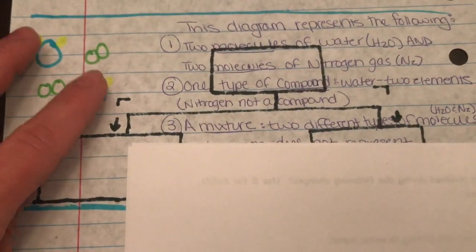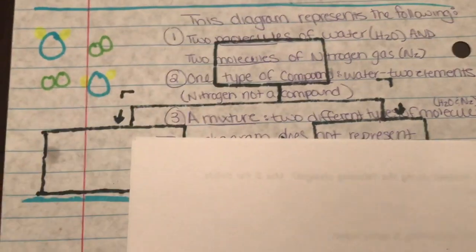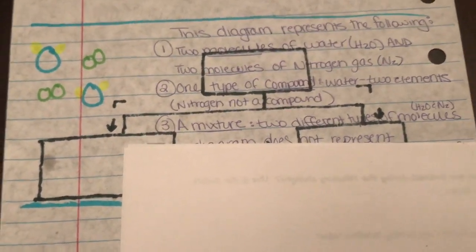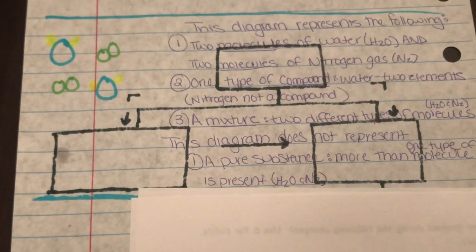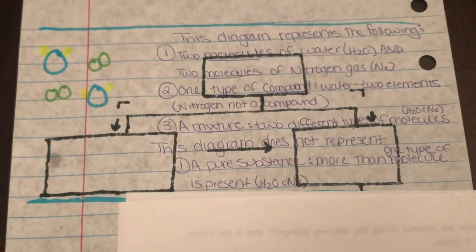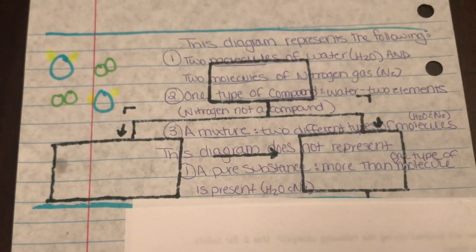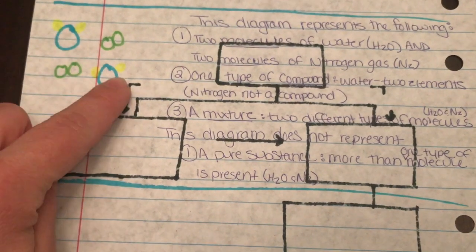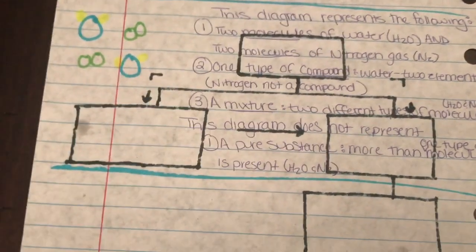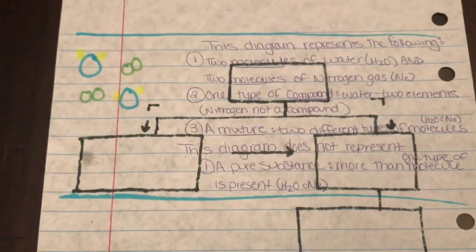So I've got water and nitrogen. There's 2 different molecules, so it is classified as a mixture. It is not a pure substance though, because there's more than 1 type of molecule present. So I've got my H2O and I've got my N2. So it is not a pure substance.